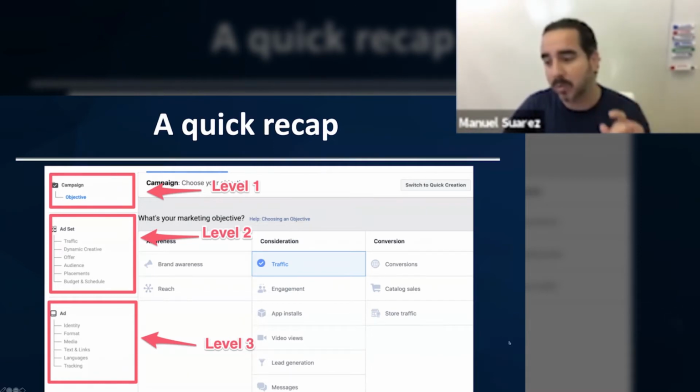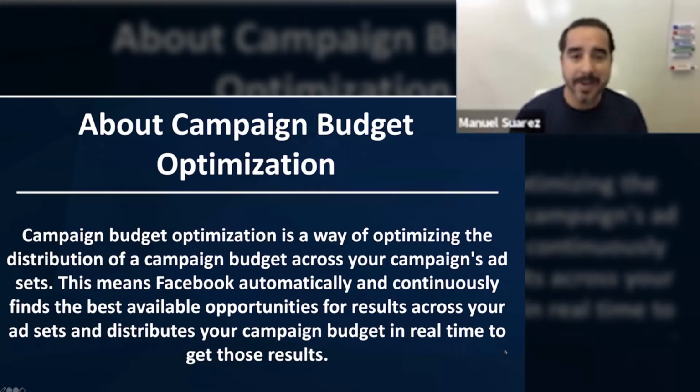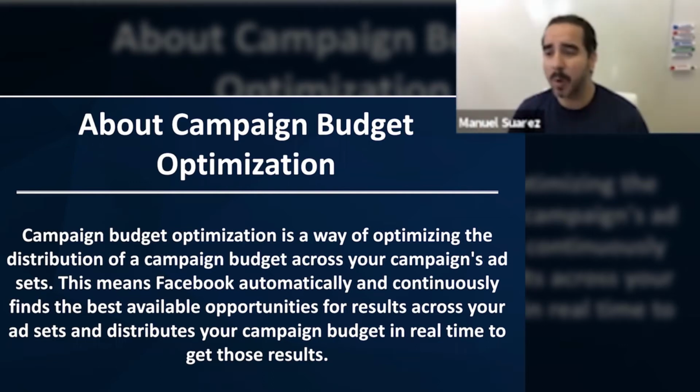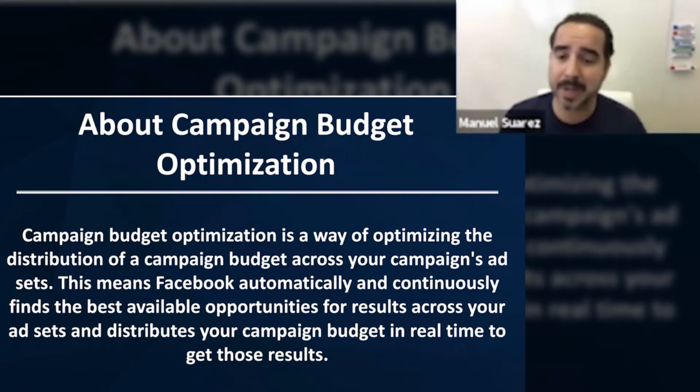And you got to have those really clearly before you actually get going. Now that we got that recap, what is campaign budget optimization? If you haven't heard about this before, well, get ready, because it's actually mind-bending and super powerful, and it's a game changer for us advertisers because it makes things a lot easier. Campaign budget optimization is a way of optimizing the distribution of a campaign budget across your campaigns.